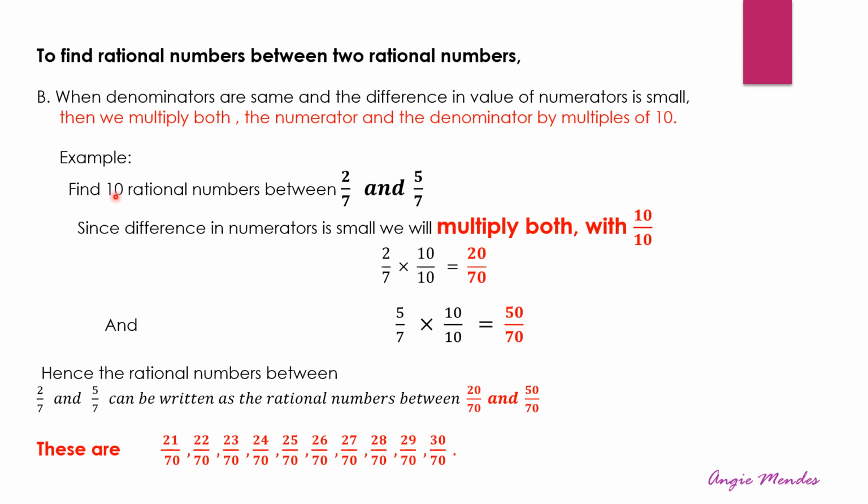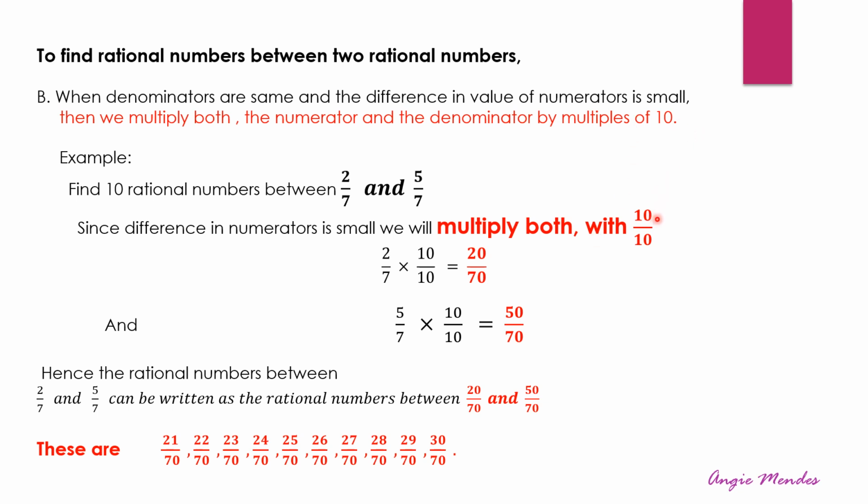If we are to find 10 rational numbers between 2 upon 7 and 5 upon 7, the denominators are the same. Now let's look at the numerators. Between 2 and 5, can we find 10 numbers? No. We will find only 2 more numbers, that is 3 and 4. So it is not possible to find 10 rational numbers between the given rational numbers. Since the difference in numerators is small, now we will multiply both the numerator and denominator with multiples of 10.